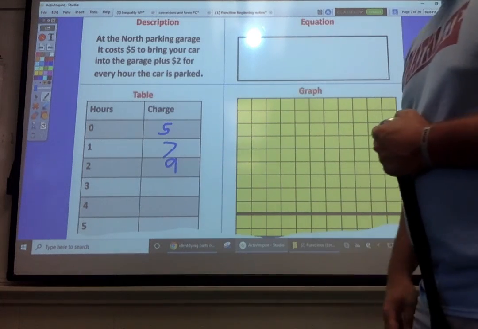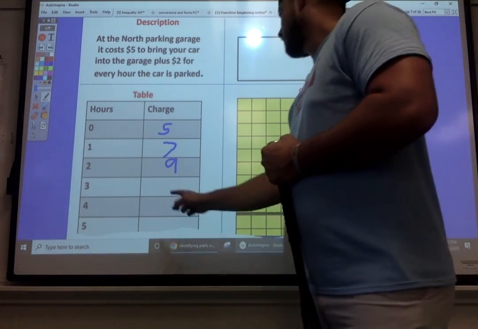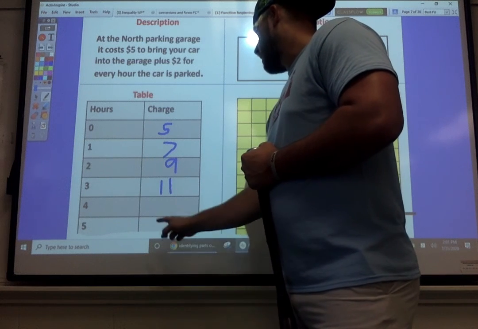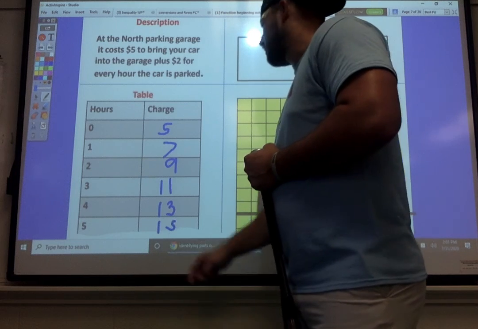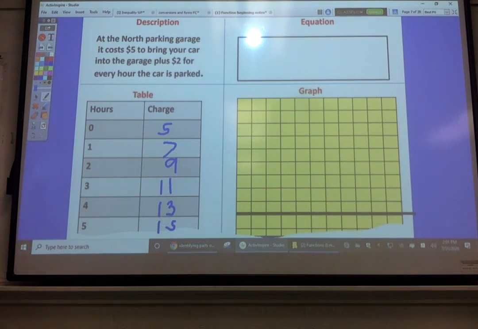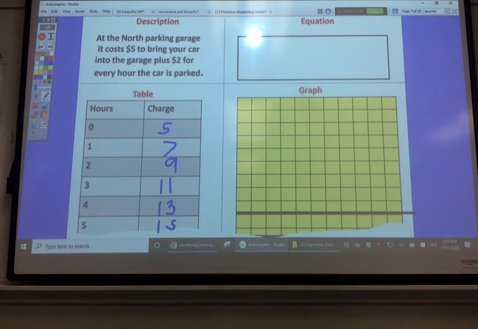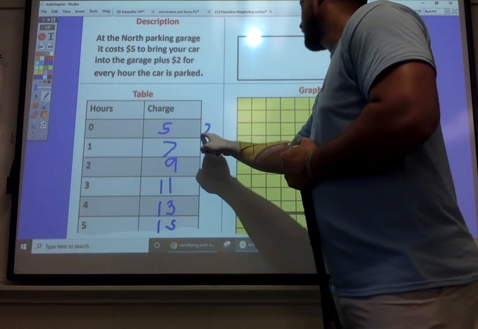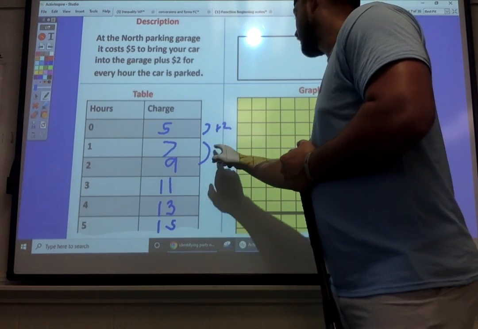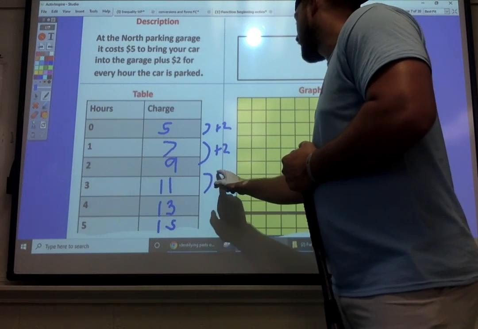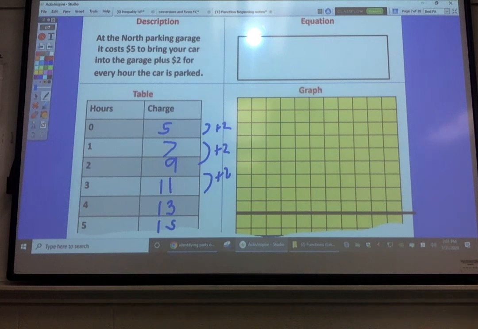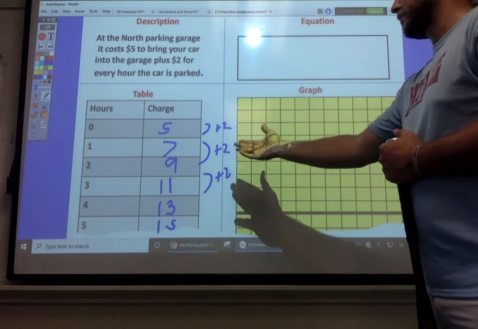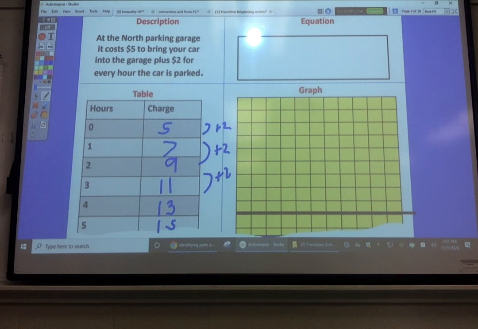You guys are probably picking up on the pattern here, right? For 3 hours, it's going to be 11. For 4 hours, it's going to be 13. For 5 hours, it's going to be 15. So we can see that each charge goes up by 2 each time as our hours increase by 1. So the charge goes up $2 for each hour, or 1 hour at a time, sorry.